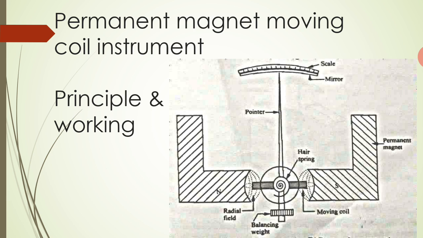The damping torque is produced by movement of the aluminum former moving in the magnetic field of the permanent magnet. Deflecting torque: when the current is passed through the coil, force is set up on both sides which produces a deflecting torque.